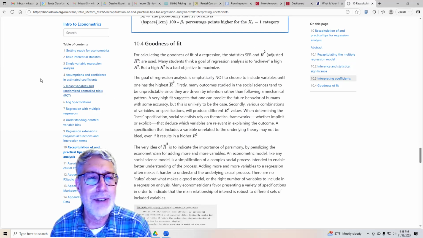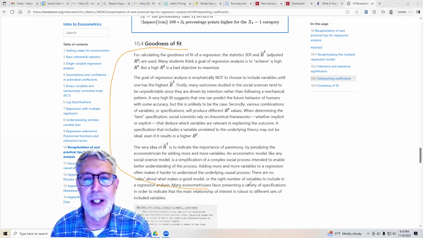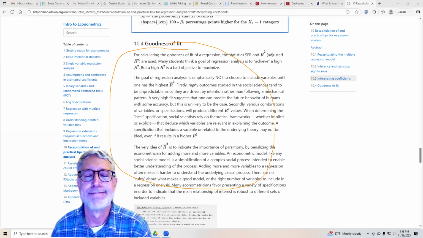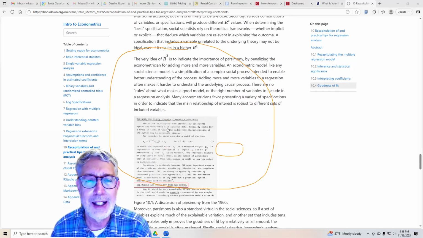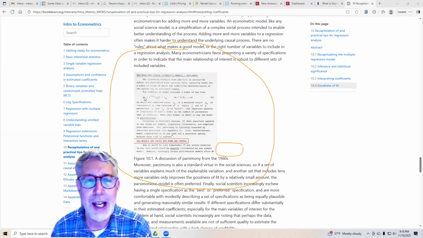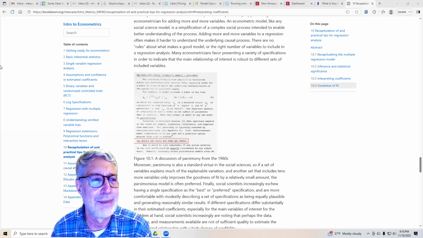And then finally, we have our goodness of fit measures, which you're very familiar with, the adjusted R square and the R square and the standard error of the regression, and talk here a little bit about the idea of parsimony and have a nice little excerpt from lecture notes from the 1960s where it's talking about being parsimonious in your model selection. So I thought that was nice. Encourage you to read that.